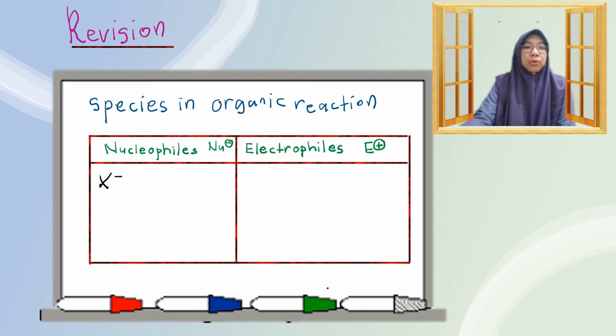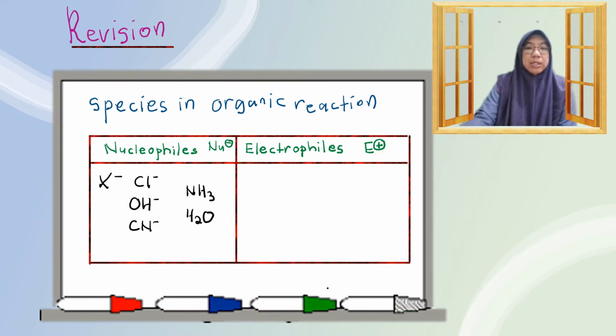So for nucleophile, the example here are X minus, which is the halogen. Example is chloride ion. Another example is hydroxide ion, and we have cyanide ion. And then for molecules which contain a lone pair, which is ammonia molecule and also water molecule, and this is all the nucleophiles.